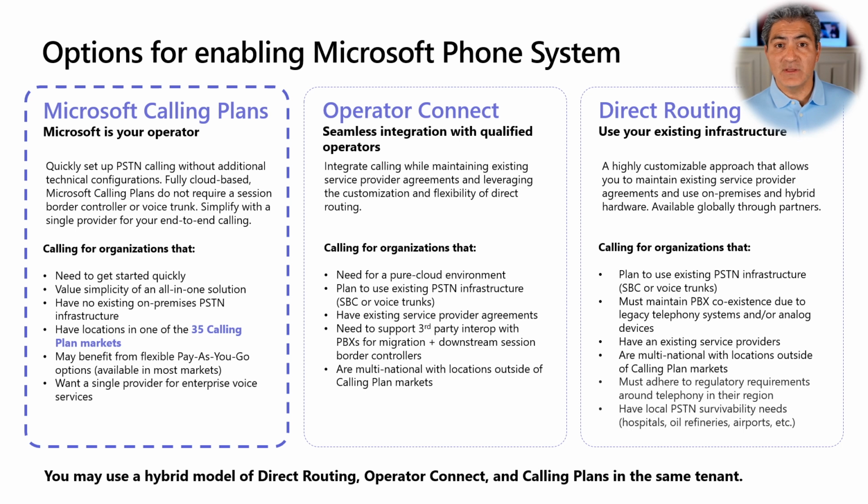And now moving on to the last one on the right-hand side, which is direct routing. Direct routing is really the most flexible way of connecting to Microsoft for telephony. And it's really all about maybe reusing your existing infrastructure and your existing contracts with your telco providers. So if you have existing PSTN infrastructure like session border controllers or even your voice trunks, you can reuse those and just basically plug them into your Teams tenant. You can also integrate to your private branch exchange, which is your PBX or your phone system. If you have analog devices, you can connect them using SBCs. This is really the most flexible in terms of availability as well.